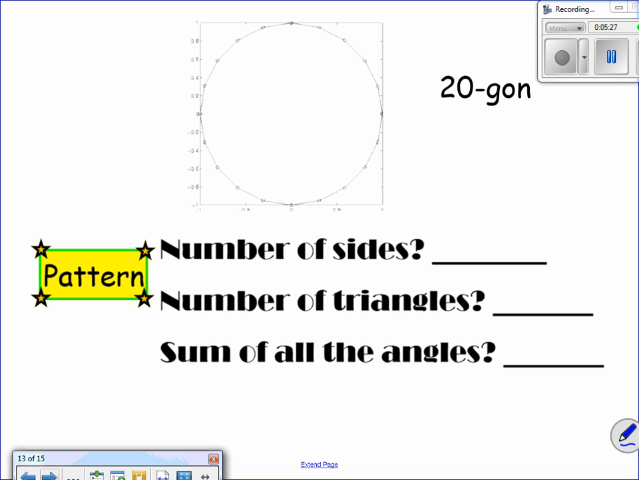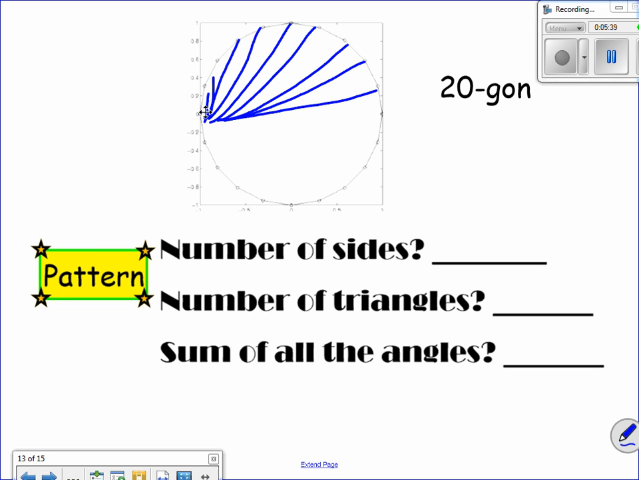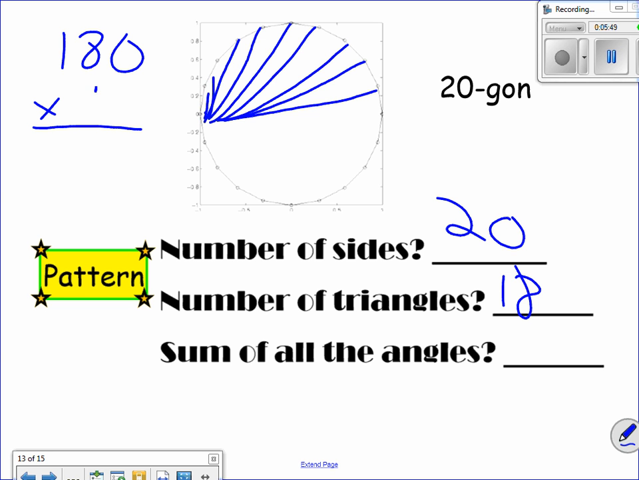Look at this, a 20-sided shape. Now, I don't expect you to be able to pick one vertex and draw all the way around. Look how messy that would get. How would you ever be able to get all of those? But what I do know is if I have 20 sides, that means I have 18 triangles. So how would I find the sum of all those angles? Easy. 180 times 18. It's multiply.